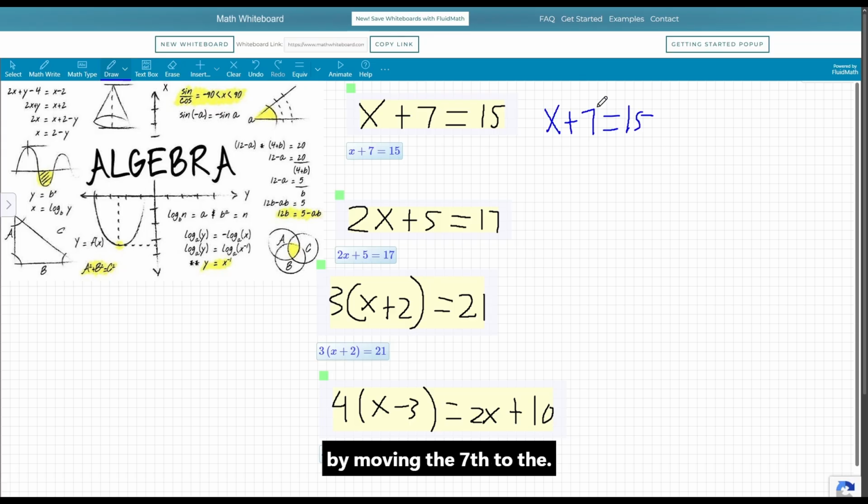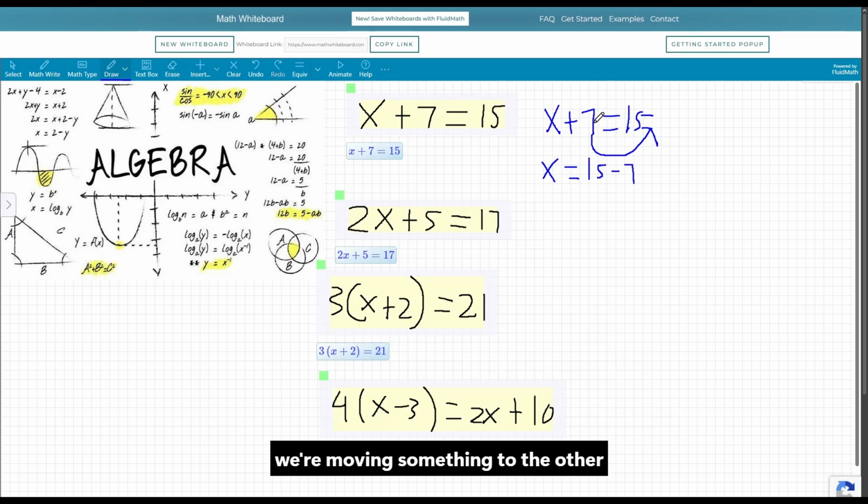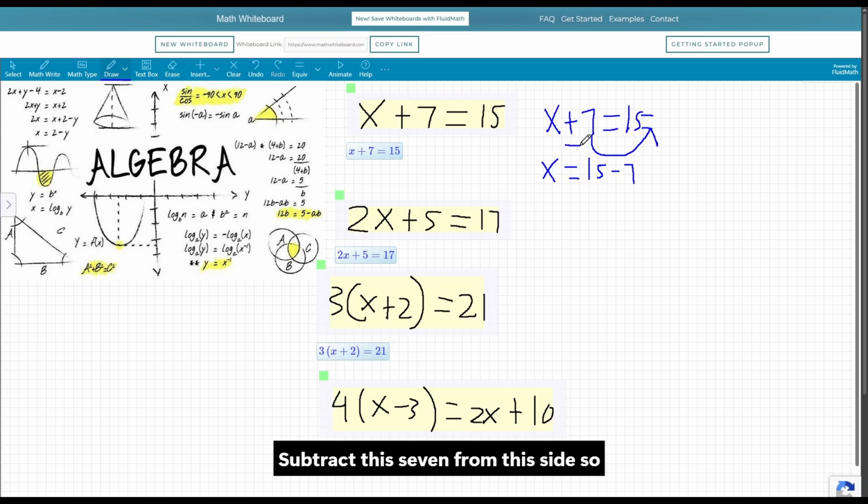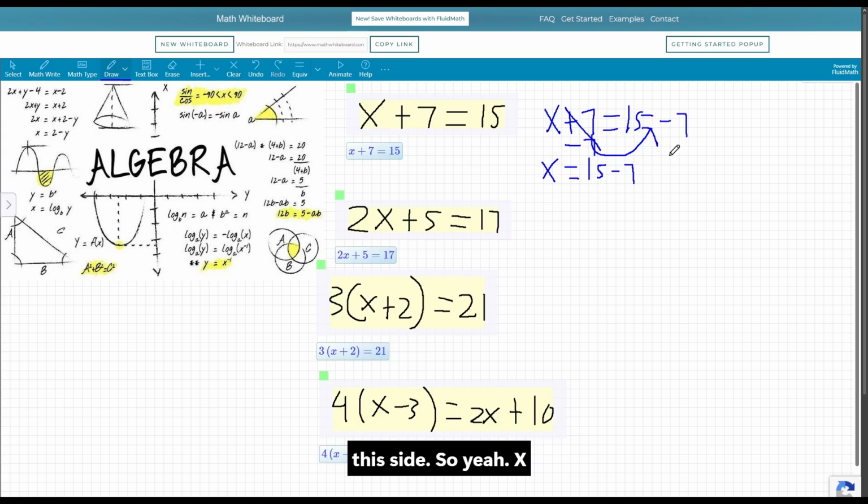We can solve this by moving the 7 to the right side and isolating the x so that the x is by itself. So x equals 15 minus 7, because when we're moving something to the other side, we must subtract this 7 from this side, so these cancel out, and subtract 7 from this side. So x equals 15 minus 7, which is 8. So x equals 8.